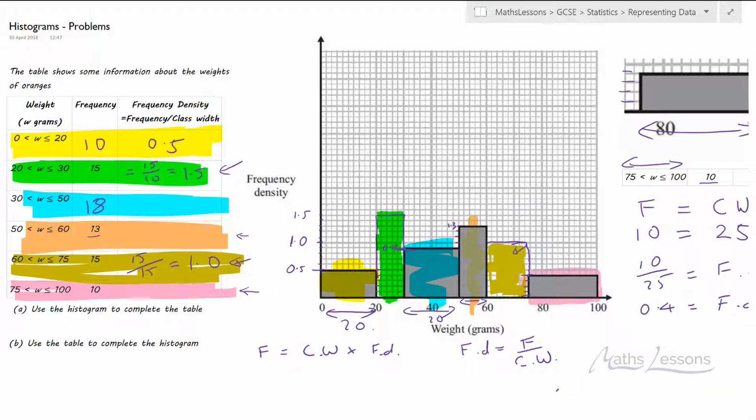Just for completeness, let's work out these frequency densities. Let's just check they all make sense with the diagram. So here we've got 18 divided by 20 is 0.9. Here we've got 13 divided by 10 is 1.3. Here we've got 10 divided by 25, which is 0.4. So those all match up with the heights of all my bars. 0.4 here, 1.0 there, 1.5 here, and obviously 0.5 here.